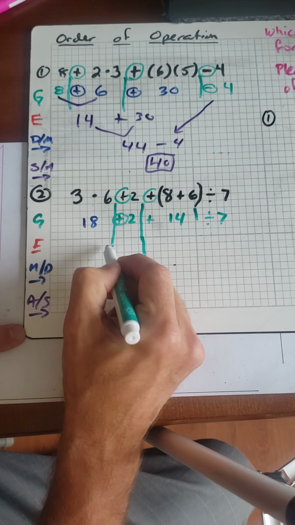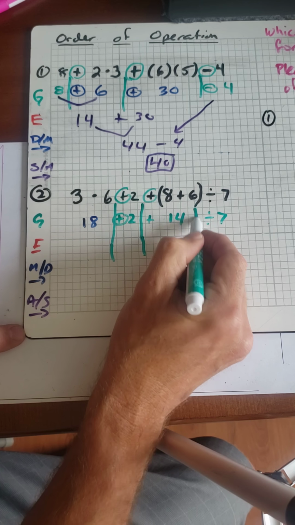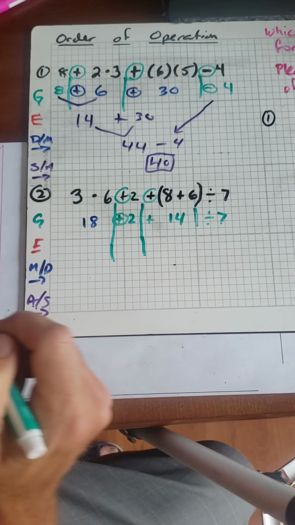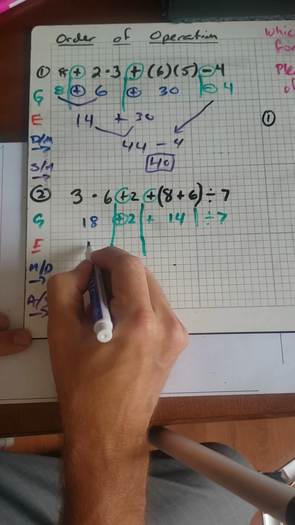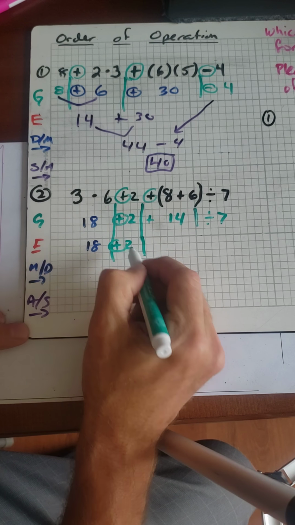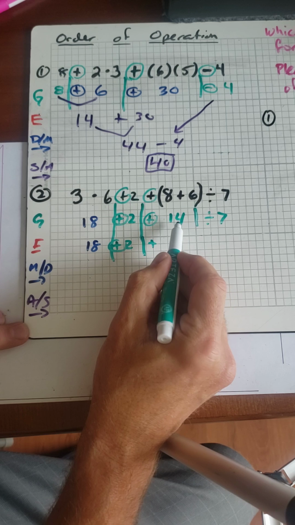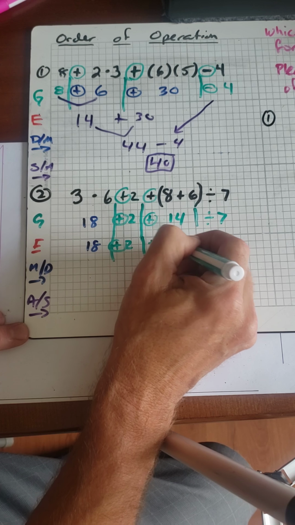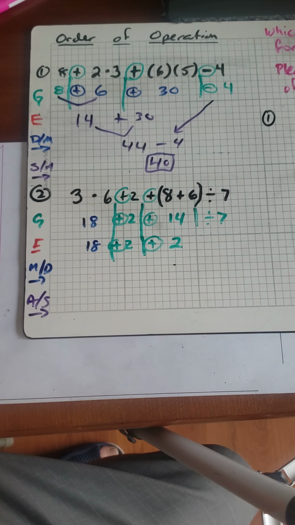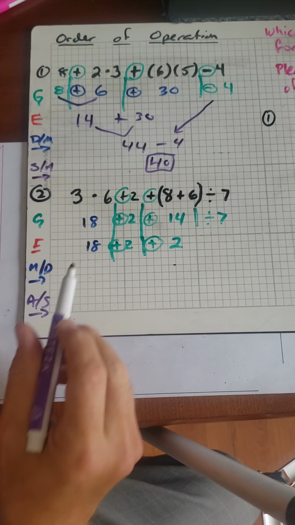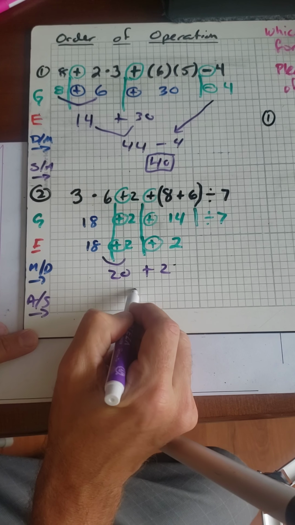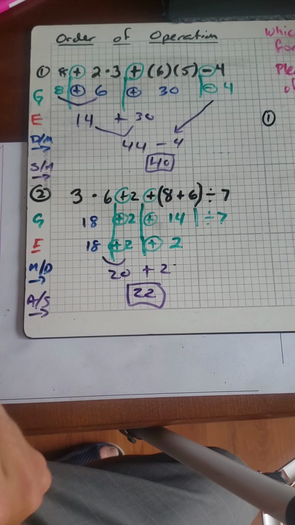So this group is not done yet because I have this little subgroup right here that has to be done. That's still part of this whole big group over here. So that means I'm just going to go ahead and bring this number down, 18, and then plus 2, that one there. And then I still have to do this one, which is 14 divided by 7, which is 2. Okay, and now I have all of my groups done, I'm just adding and subtracting. So then I have 18 plus 2 gives me 20, and then plus 2 gives me 22. And there's my final answer.